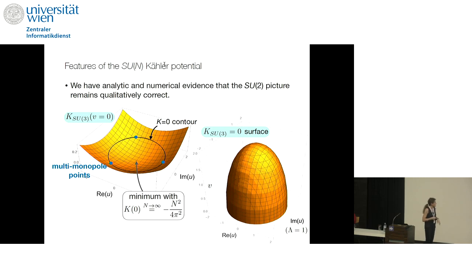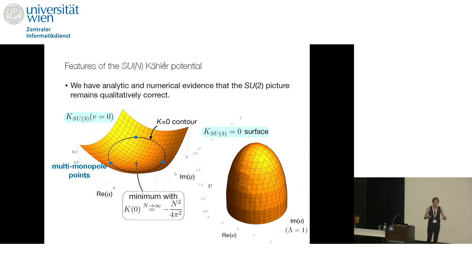And as in SU(2), we have a minimum at the origin of moduli space where the Kähler potential is negative. It scales like minus N squared. Its value can, of course, be computed explicitly. And surrounding this region at the origin is a region of negative Kähler potential. And the multi-monopole points, which are the SU(N) generalization of the SU(2) monopole and dyon points, lie on the boundary of this region of negative K.